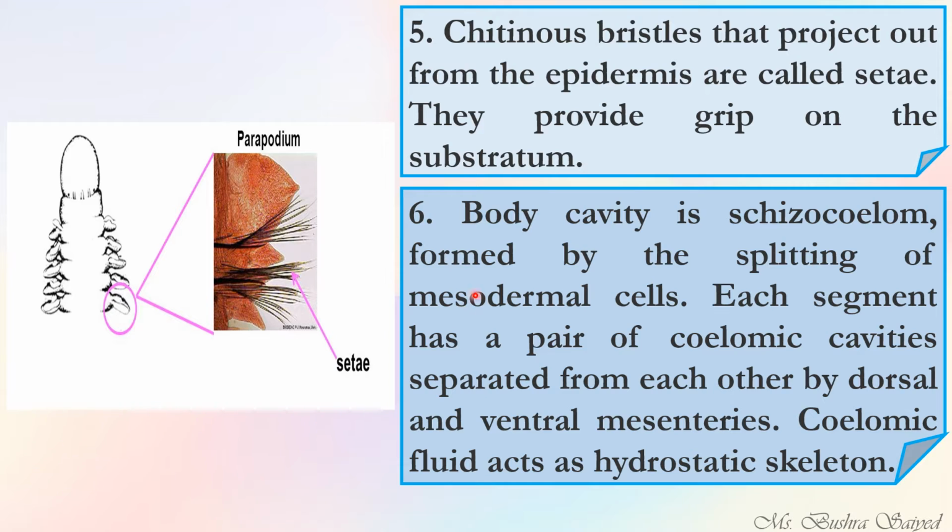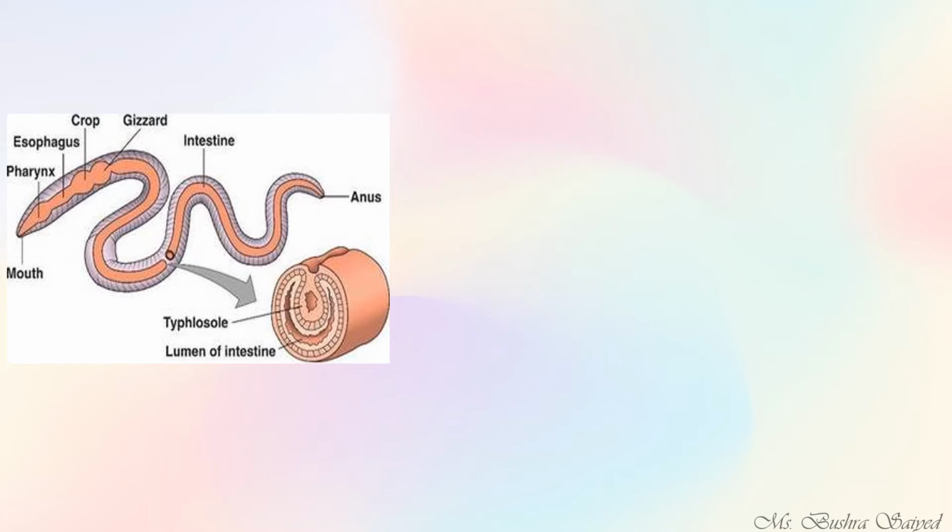The body cavity has a schizocoelome. It means that it has been formed through the splitting of mesodermal cells. We have also studied the different coeloms, so you should know the term schizocoelome very clearly. They have ventral mesenteries. Coelomic fluid acts as a hydrostatic skeleton, that also we know.